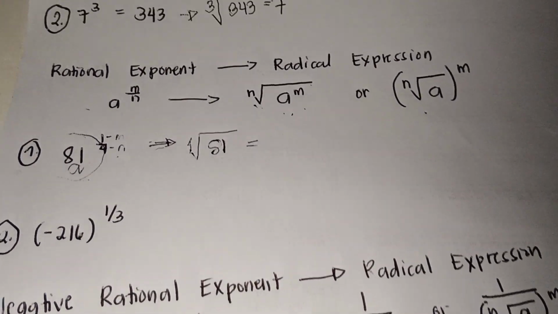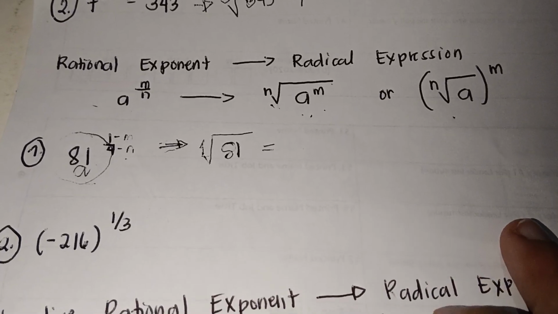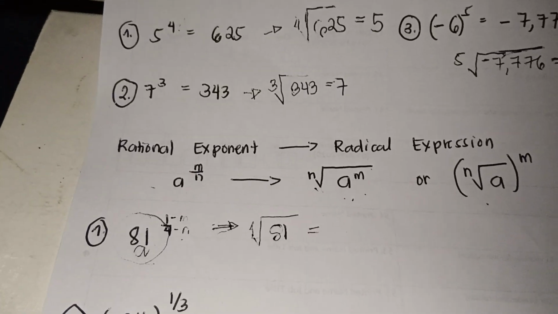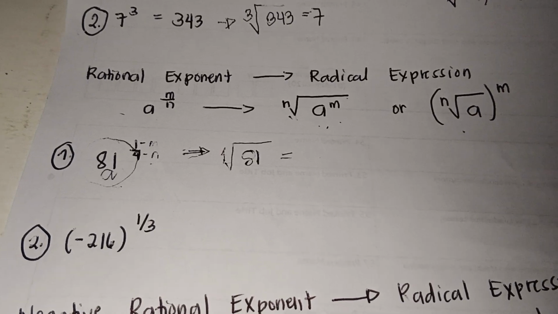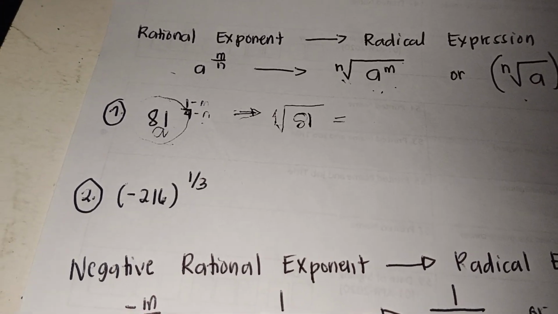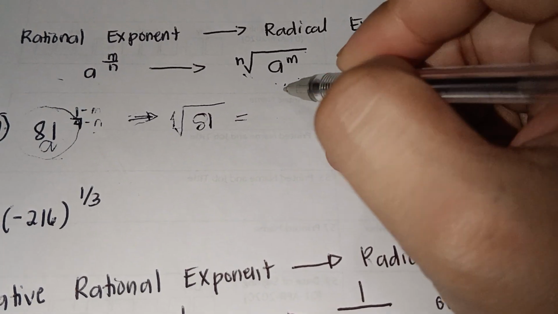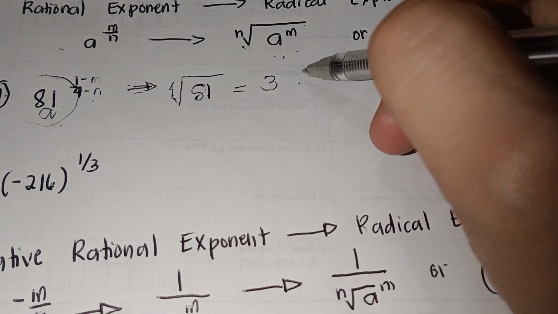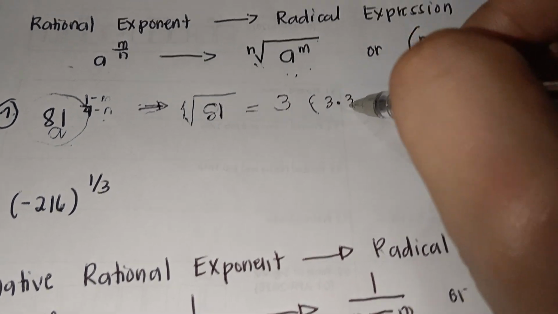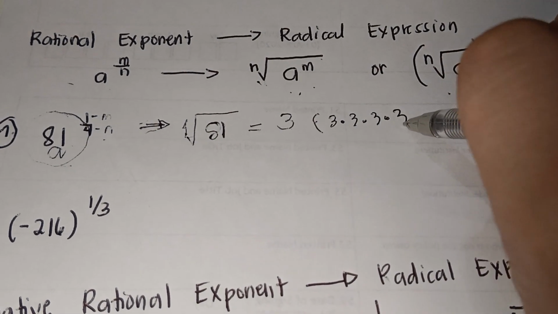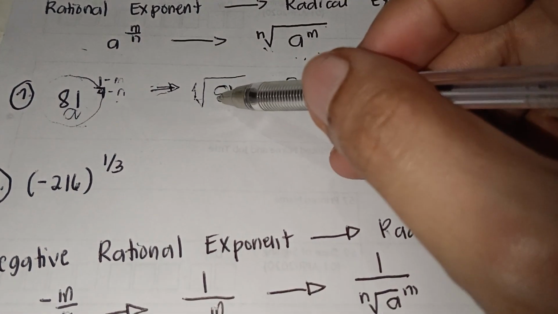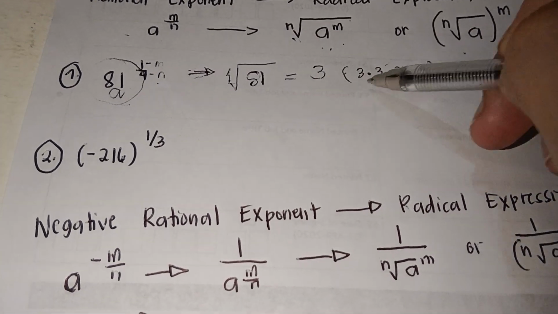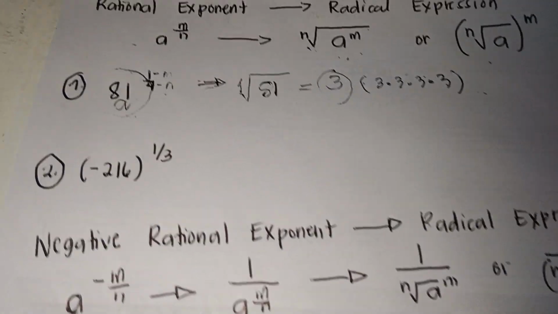After we write it, pwede po natin siyang i-simplify or evaluate. So, what is the fourth root of 81? Ano po yung number that when we multiply 4 times sa sarili niya, 81 po yung lalabas? Very good. So, that is 3 po. Therefore, the answer is 3 because when we multiply 3 times 3 times 3 times 3, it will give us the value of 81 po. 3 times 3, 9 times 3, 27 times 3, 81. Kaya po, 3 yung sagot dito.